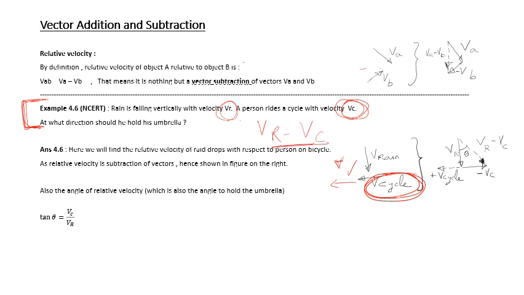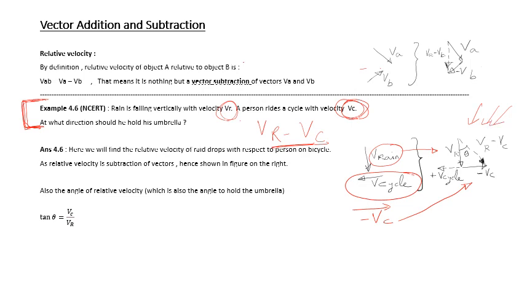Now we'll simply put this in the vector diagram. So if you see, rain was here and we put the rain vertical still here. V cyclist was going in this direction, but we have to take its negative value. So V cyclist will be this. And so we add this with the negative of this and we get a resultant which is this, right? VR minus VC.